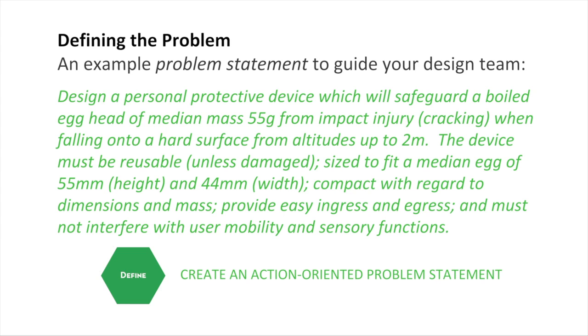Design a personal protective device which will safeguard a boiled egg of median mass 55 grams from impact injury when falling onto a hard surface from altitudes up to 2 meters. The device must be reusable, sized to fit a median egg of 55 by 44 millimeters, compact with regard to its dimensions and mass, provide easy ingress and egress, that means getting into it and getting out of it, and must not interfere with user mobility and sensory functions. That's my problem statement.